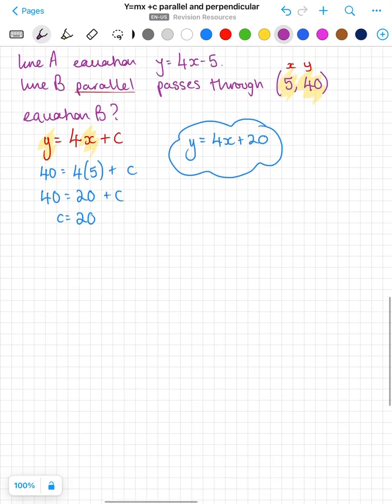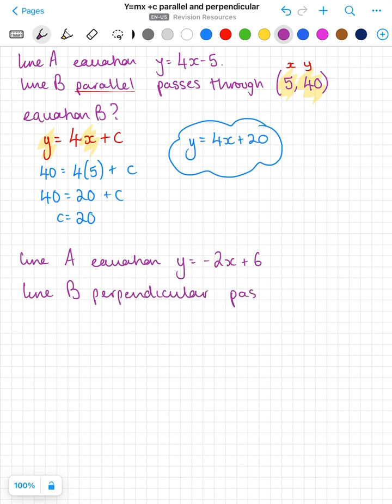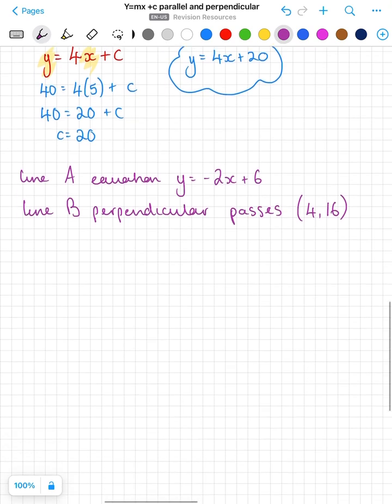Let's look at a perpendicular question. Line A has the equation y equals minus 2x plus 6. Line B is perpendicular to line A and passes through the coordinates 4 and 16. We want to know the equation of line B.